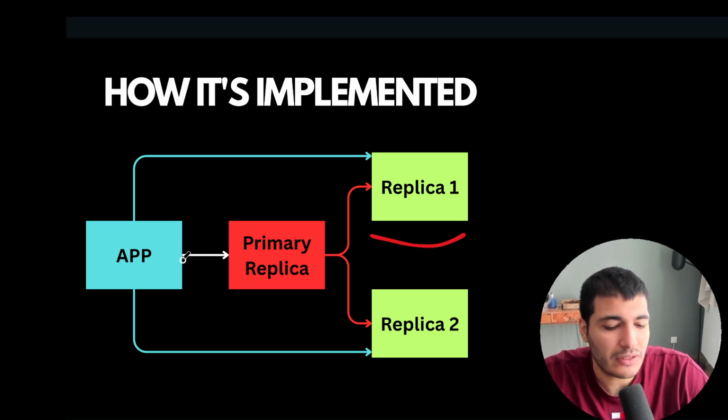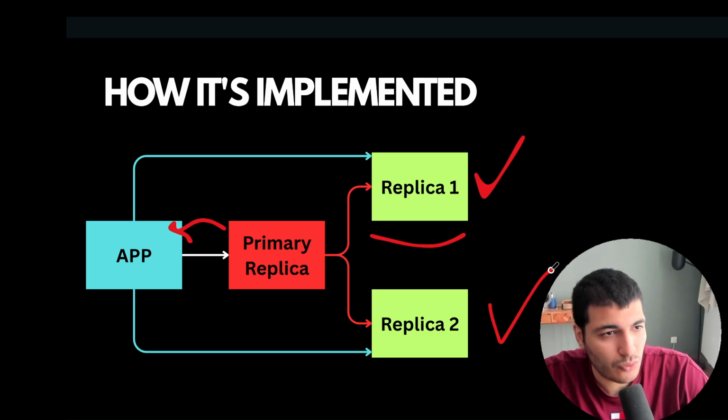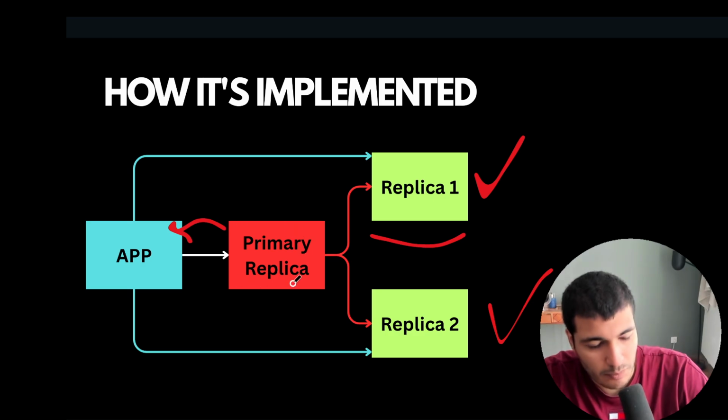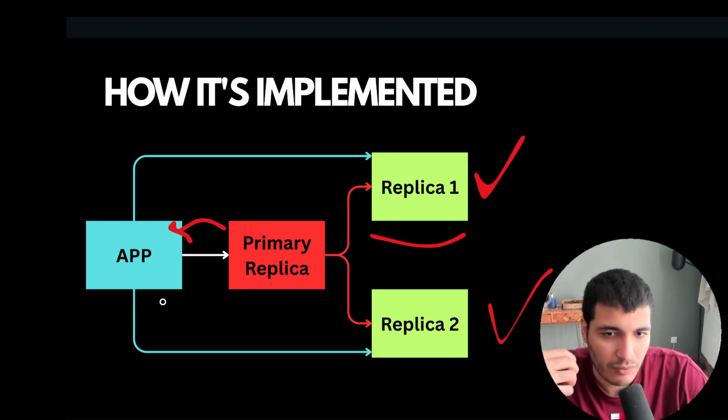Why? Because when you write something to the primary database, it will not send an acknowledgement to the app until it sends the write to replica 1 and replica 2, and both of them send an acknowledgement back to the primary database. And once it gets the acknowledgement that everything is all set, it will send it back to the app, and this process takes time.